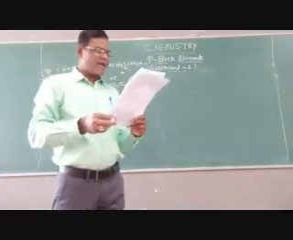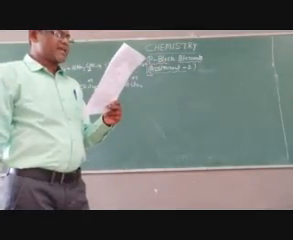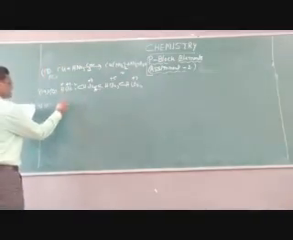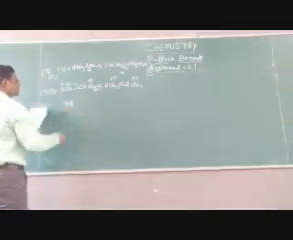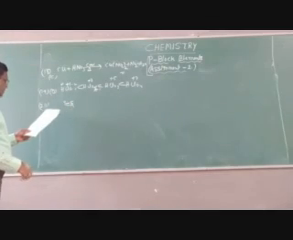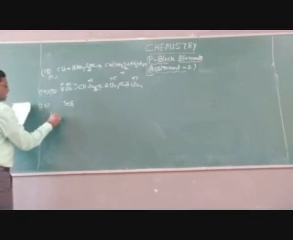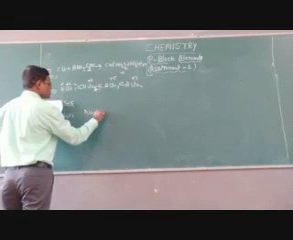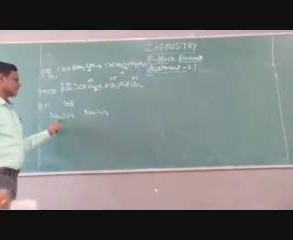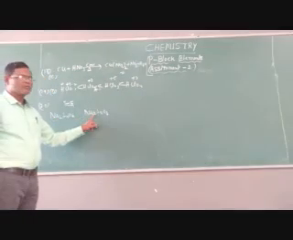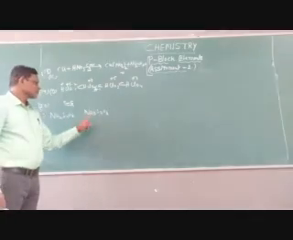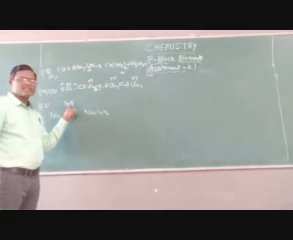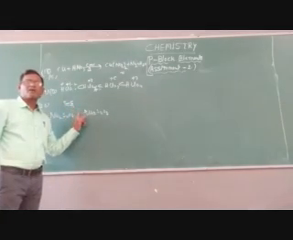Next, in which pair of ions do both the species contain an S-S bond? That is a sulfur to sulfur linkage. This linkage is called thio. Here one of the compounds is Na2S4O6, and Na2S2O3. This is called sodium tetrathionate. This is called sodium thiosulfate. Sodium thiosulfate. This is sodium tetrathionate. The S-S linkage is present in thiosulfur acids.